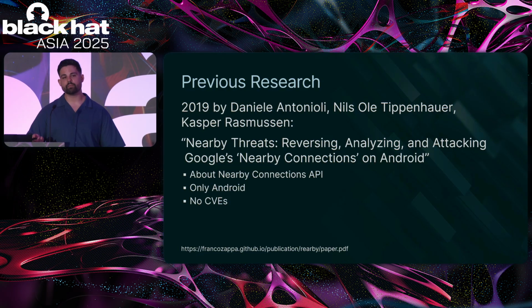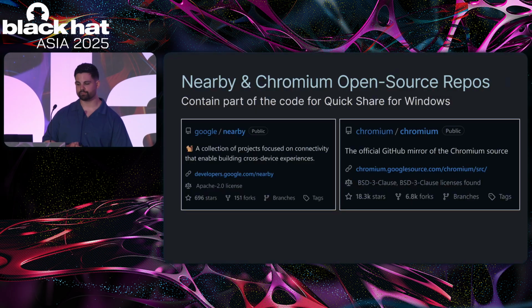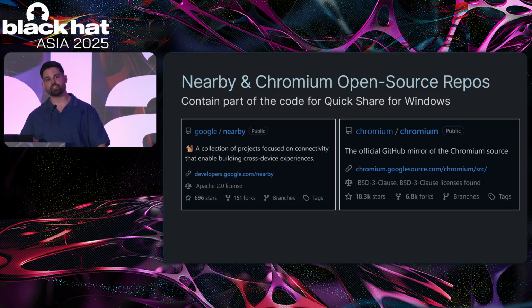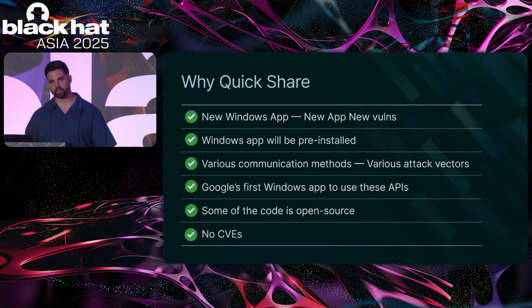Furthermore, the only past research that we could find was from 2019, and it was done only on the Nearby Connections API, since QuickShare didn't even exist back then, but only the API that it uses. It was done only on Android, and no CVEs were issued. Another interesting fact is that most of the application's code can be found in open source repositories, not all of it, but some of it at least. So concluding all of these facts together led us to evaluate QuickShare as a valuable and hopefully likely to be breached target.